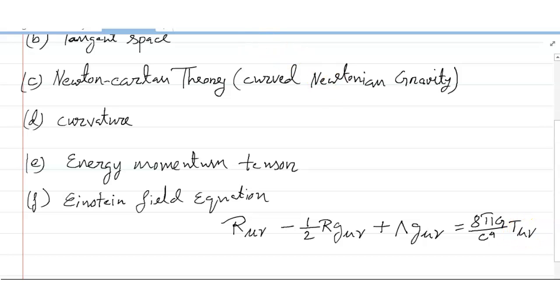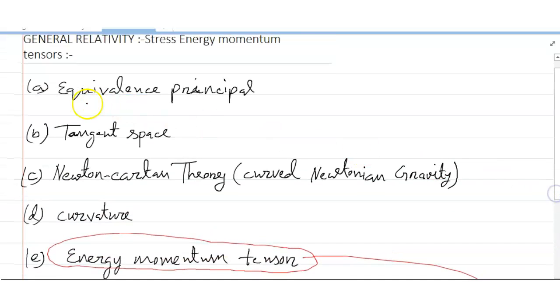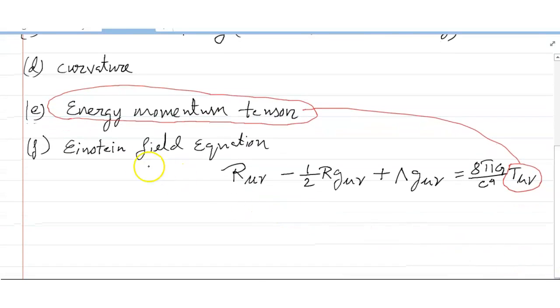So friends, T_μν is the energy momentum tensor. Today's discussion is the energy momentum tensor. Friends, I will discuss all topics like the equivalence principle and tangent space in different videos that I will publish, because all are very large, and I will try to clear all these topics nicely.